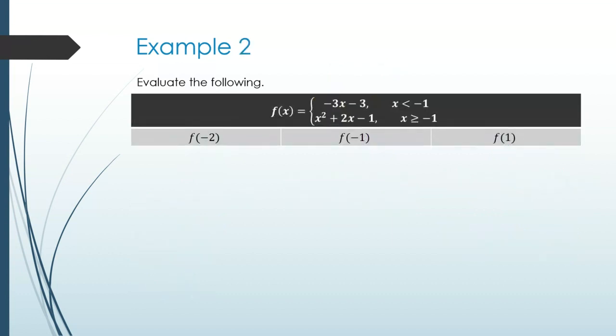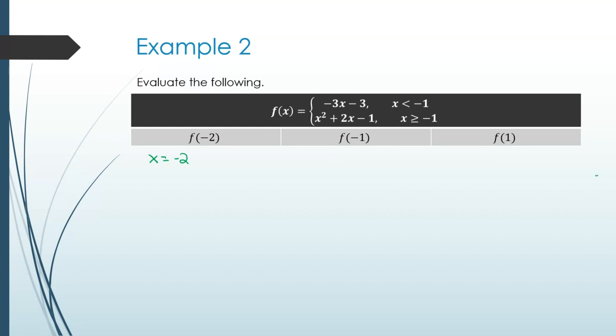Okay, so moving on to example 2. So this is another one where we're evaluating, and here we have a piecewise function. So I wanted to show what happens if you have a piecewise function, because you're plugging in for x, but you need to figure out which one of the two you plug it into. So the first one we have f of negative 2. So x is negative 2.